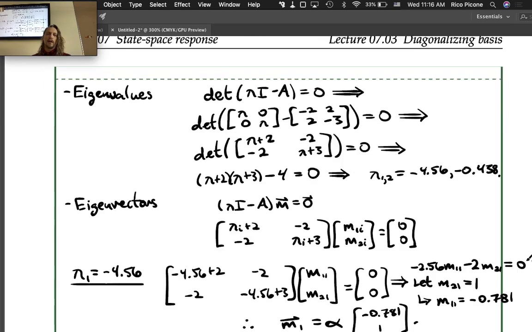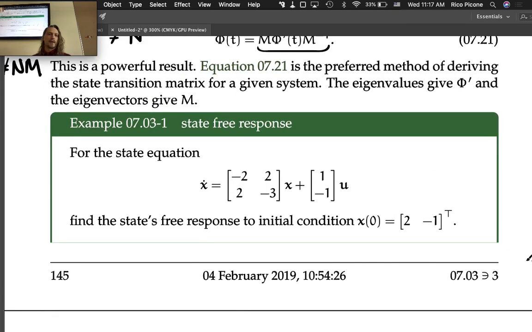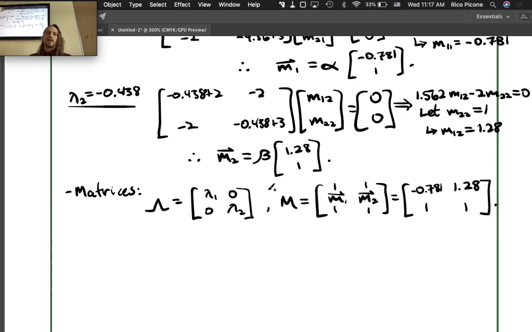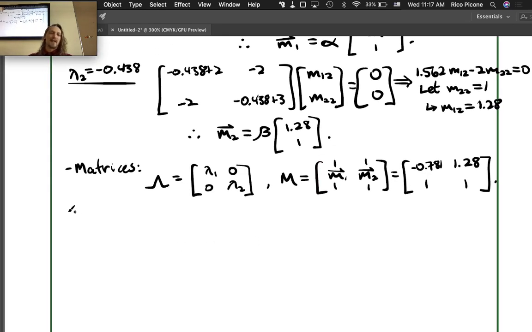So let's recall what the problem asked for. It said find the state's free response to this initial condition. Now, we've got a non-diagonal matrix, but the state's free response is just going to be the state transition matrix times the initial condition, right? So we just need to find the state transition matrix. The reason why we found the eigenvalues and eigenvectors is because we're going to find that state transition matrix.